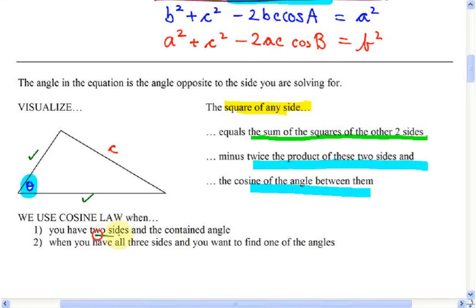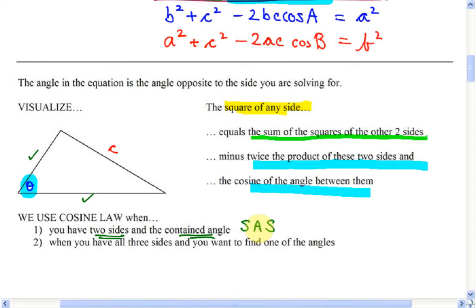Okay, when you have the two sides and the contained angle, meaning not SSA, but you have SAS. Notice that the angle is contained in between the two sides. Or when you have all three sides and you want to find one of the angles. Okay, so let's actually try some of these now.